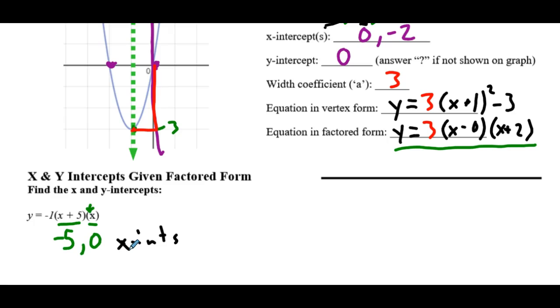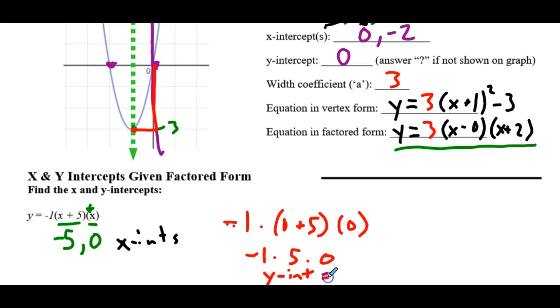The y-intercept is the opposite idea. So instead of trying to make y equal to 0 for our x-intercept, we're going to make x equal to 0 and see what y becomes. So let's take our -1 times our 0 plus 5 times our 0. -1 times 5 times 0. Well, anything times 0, our y-intercept is going to be 0. Now, it doesn't always become 0, because many times it's going to be like x plus 1 or something like that, and that's going to cause this number not to be 0. So the y-intercept is sometimes 0, but usually not.